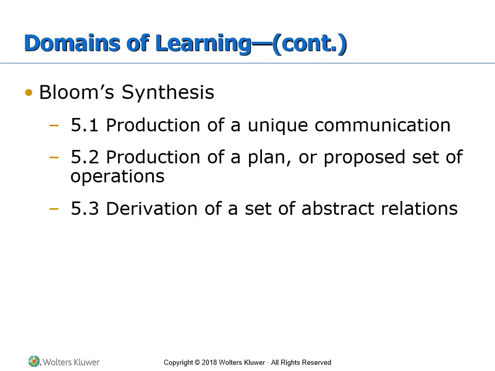Next we have analysis. So this is, for example, analysis of individual elements, analysis of relationships, or analysis of organizational principles. So at this level, again, we're able to see the individual and combined components and the relationships between them. The next level is synthesis. So here we have production of a unique communication, production of a plan or proposed set of operations, or derivation of a set of abstract relations. So again, here synthesis means we're creating something new, which is why this is a unique communication.